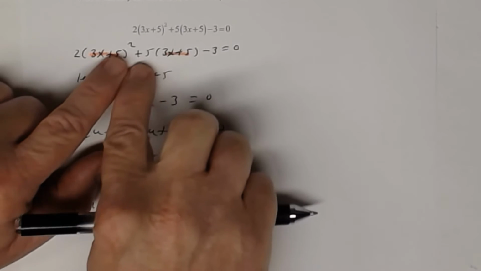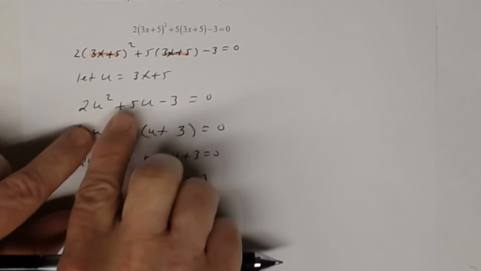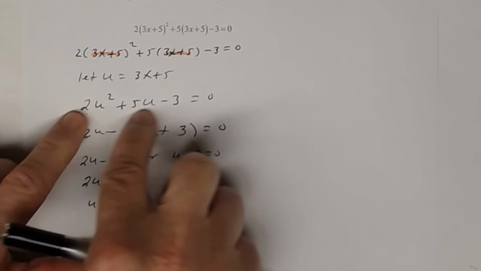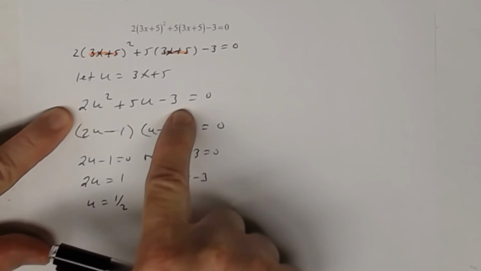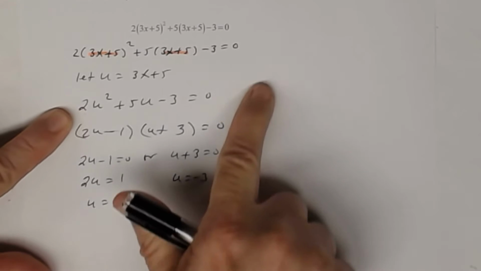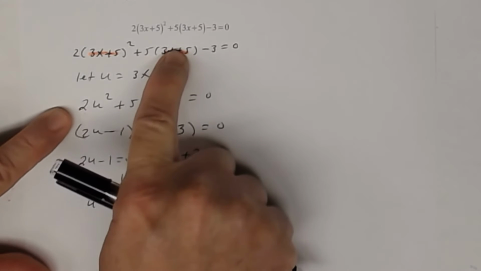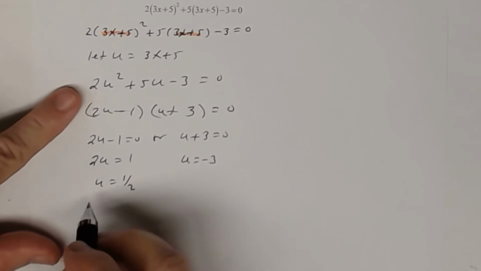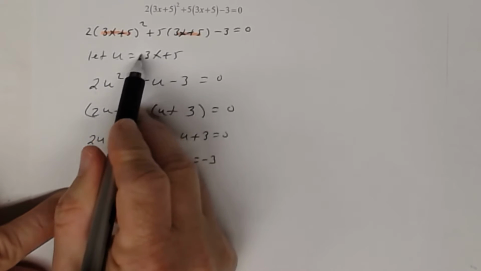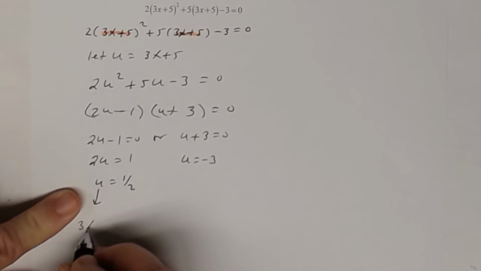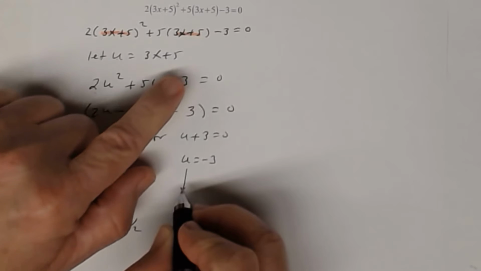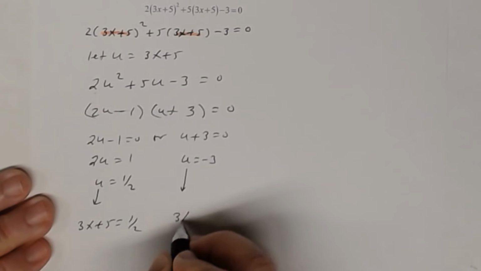So I went from an equation with the variable x to an equation with the variable u, making a substitution. So now I've solved this equation. So the solutions to this equation here are 1/2 and negative 3. But that is not the solution to the original because the original had the variable x. So now you have to resubstitute. If u equals 1/2, then that means 3x plus 5 has to equal 1/2. If u equals negative 3, then that means 3x plus 5 has to equal negative 3.